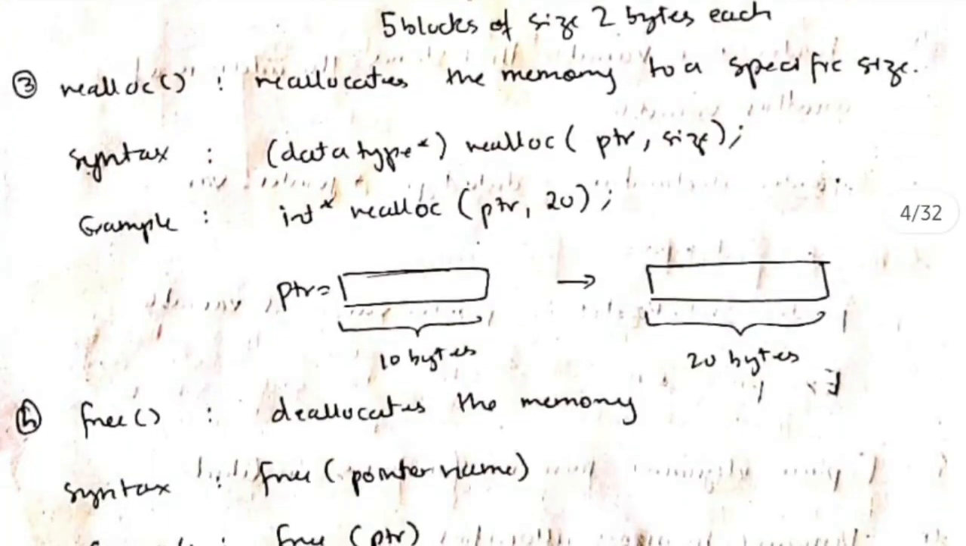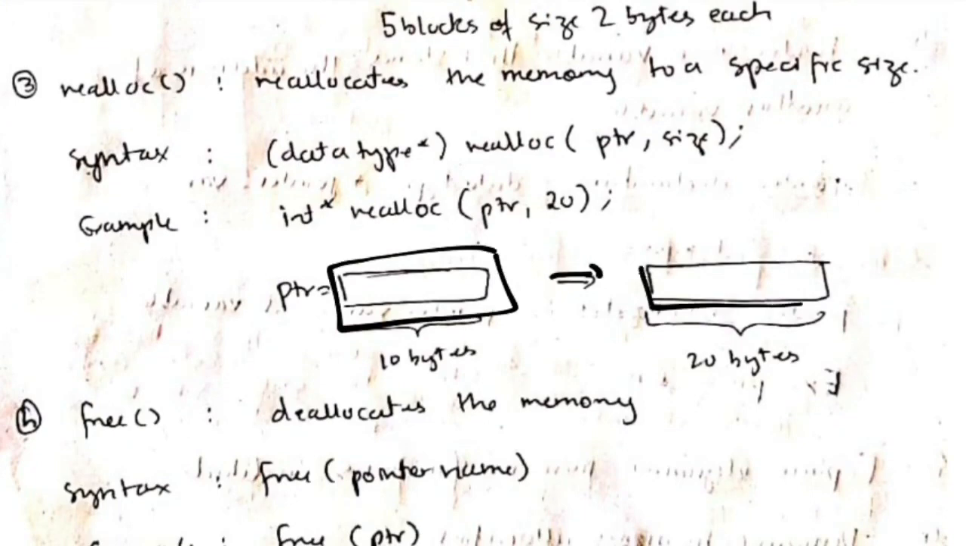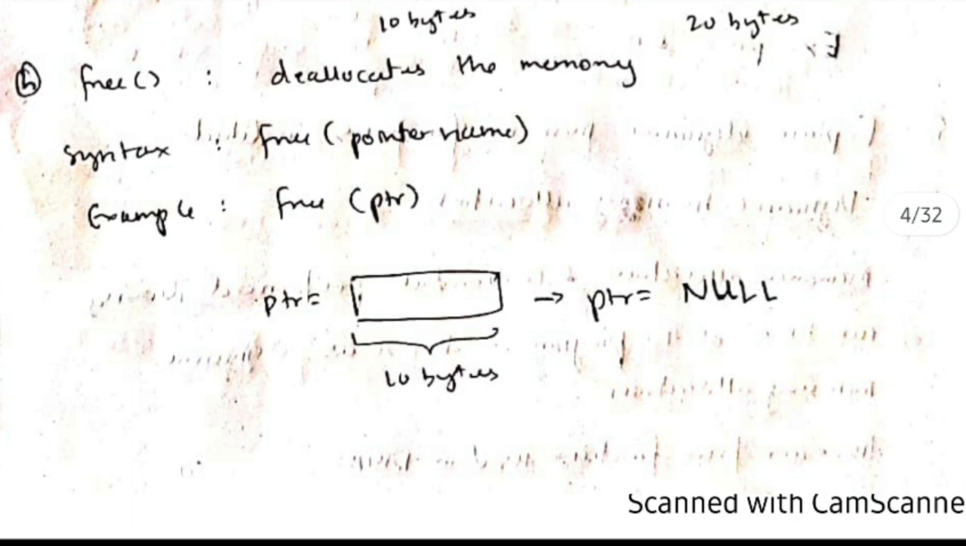Realloc means if you want to change the size of the memory from 10 bytes to however many bytes you want, you will use realloc. And free means if you have used the pointer and you don't need it anymore, you can use this free operation to deallocate the memory.